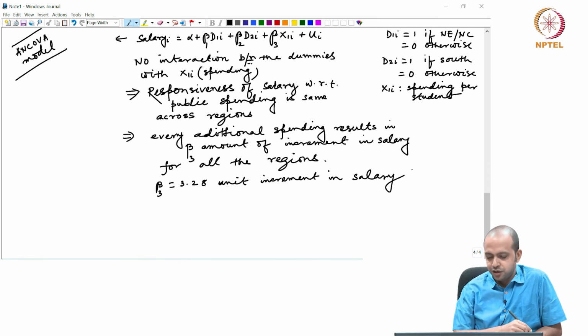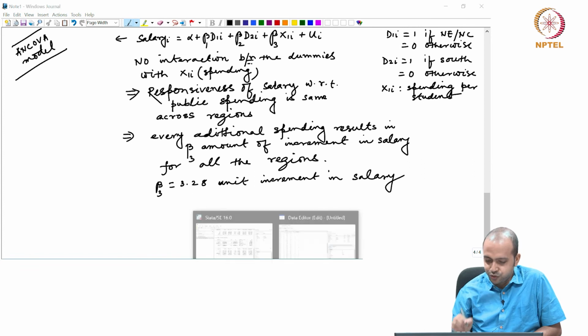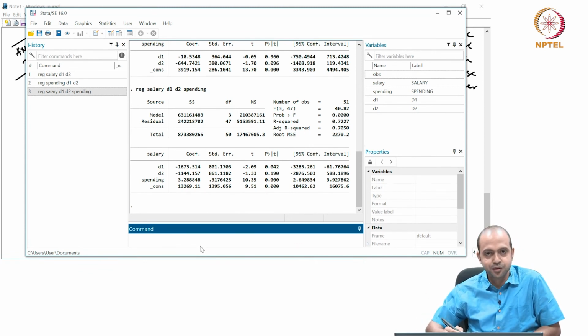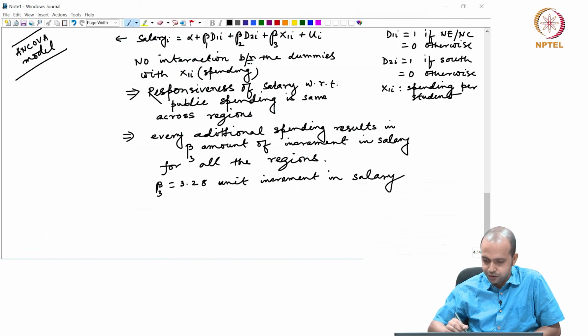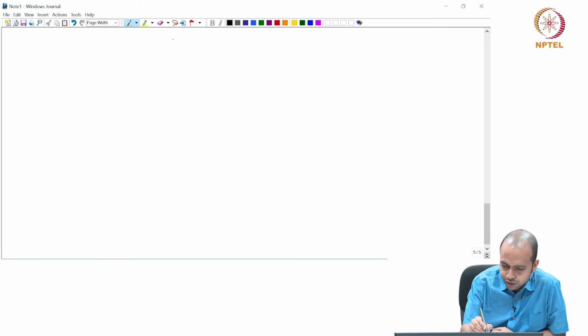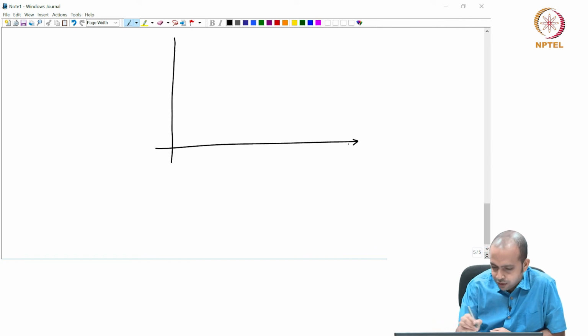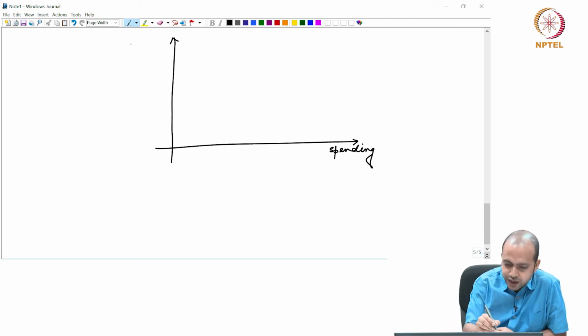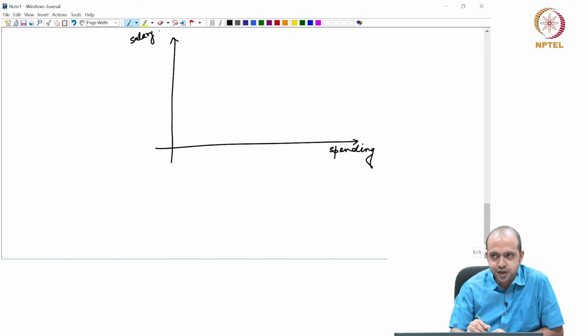Okay. Now, what we will do? We will try to represent this result in a diagram, that will make the things much more clear. So, we will go to the next page, and what we will do now? In x axis we are measuring spending, and in the y axis this is salary. Okay, salary.